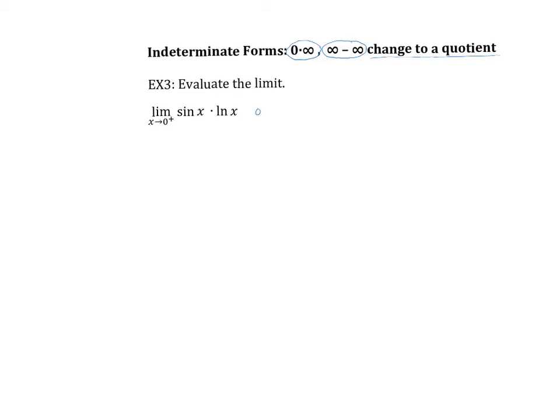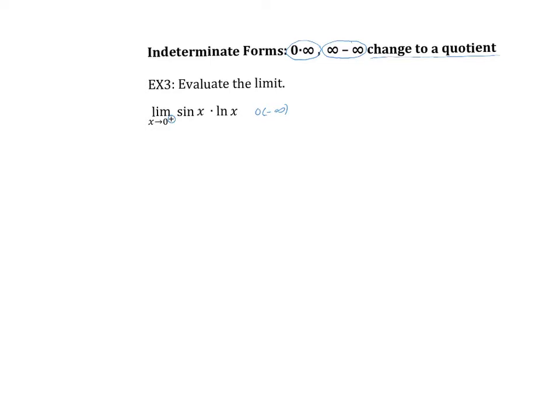Okay. So example 3, if we put in 0 for x, sine of 0 is 0. Natural log of 0 is undefined, but remember, we're coming in from the right-hand side of 0. So as we approach 0 from the right, natural log is negative infinity. Okay. So again, this is an indeterminate form.